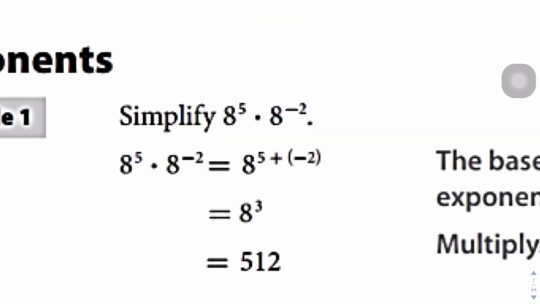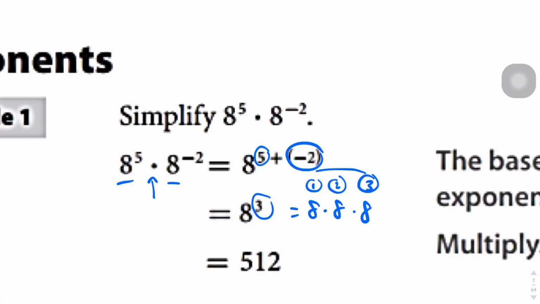Just cutting to the chase, here's a shortcut. When you have the same base, as these two terms do, 8 to the power of 5 and 8 to the power of negative 2, and you're multiplying them, you can actually just add the exponents. So 5 plus negative 2 gives you 3. 8 to the power of 3 is literally just 8 times 8 times 8, 1, 2, 3 times, therefore the exponent. And if you punch that into the calculator, you do get 512.